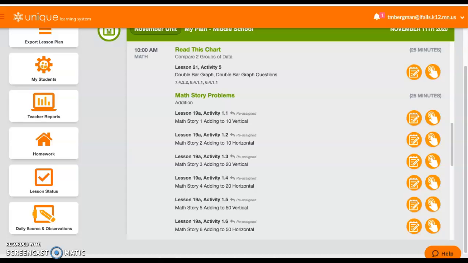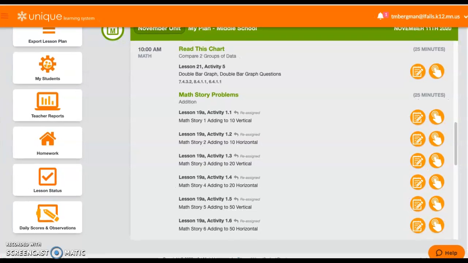Okay, for math today, we are going to do a little bit of review, and then I'm going to give you some activities that are a little bit different, because they're still the unique activities, but I'm going to have you do them in a little bit of a different way. So let's go through what this looks like, and then we can kind of go through it together. Let me move my screen just a little.